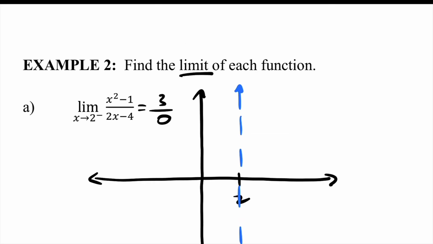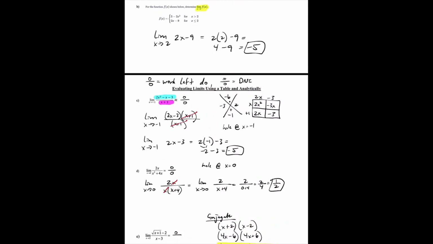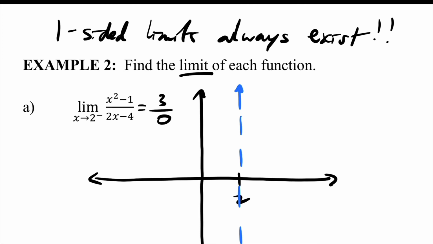Okay, let me write that down too. One-sided limits always exist. Two-sided limits, you use these. These are the rules for two-sided limits. Okay? One-sided limits, we don't have that option, but they will give you that option.